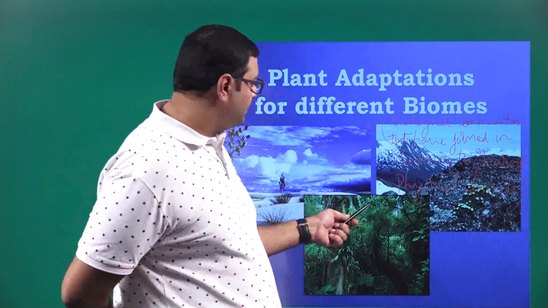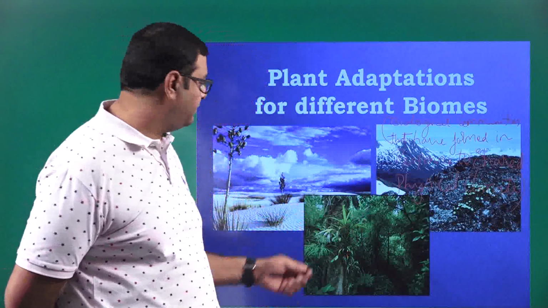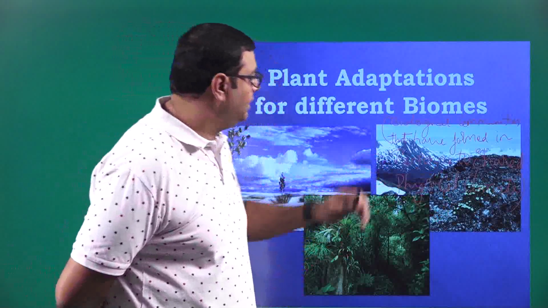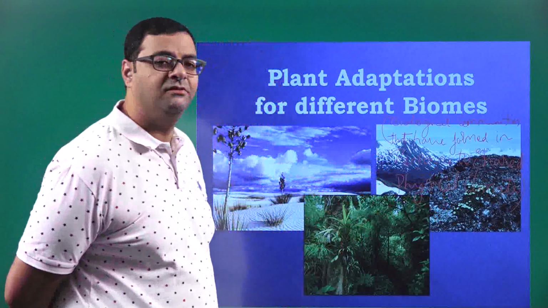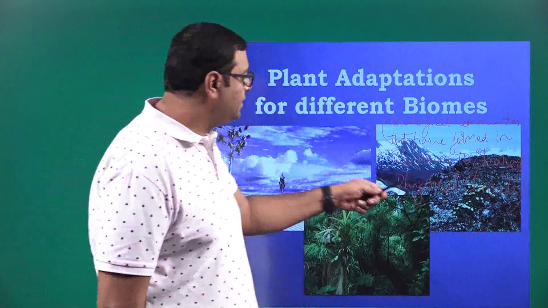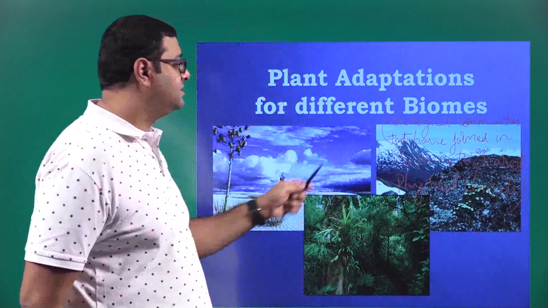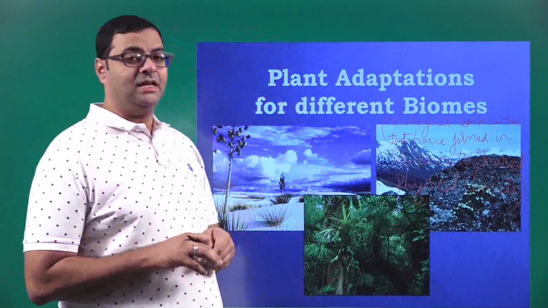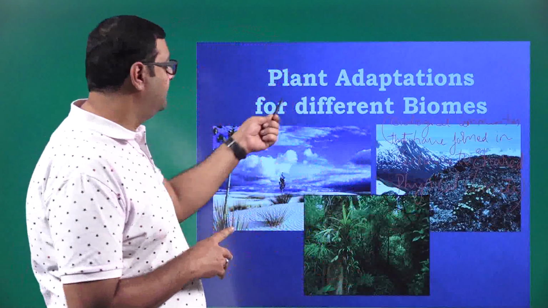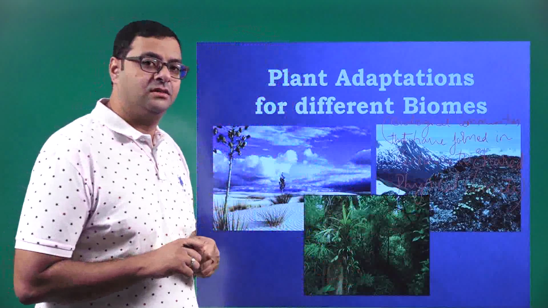Now you can see here, this is a biome, evergreen forest is a biome. You have the Himalayan range, which is a biome. So depending upon the physical climatic conditions, the organisms will adapt. How are they doing it? We will see in this particular session.